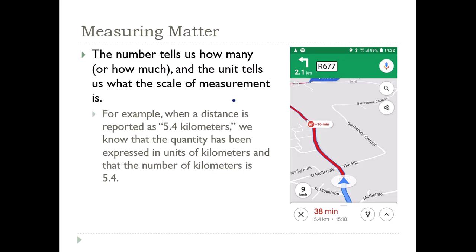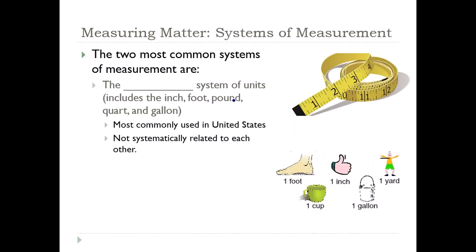The number tells us how many or how much, and the unit tells us what the scale of measurement is. For example, when the distance is reported as 5.4 kilometers, we know that the quantity has been expressed in units of kilometers and that the number of kilometers is 5.4. If you use Google Maps, maybe in kilometers or miles, both the unit and the number are important.